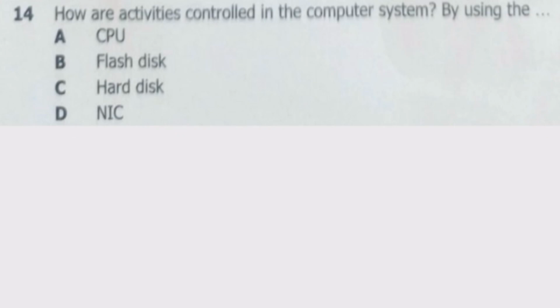Question 14 is as follows. How are activities controlled in the computer system? By using the A, CPU. B, flash disk. C, hard disk. D, NIC. The correct answer is A, CPU. By using the CPU.